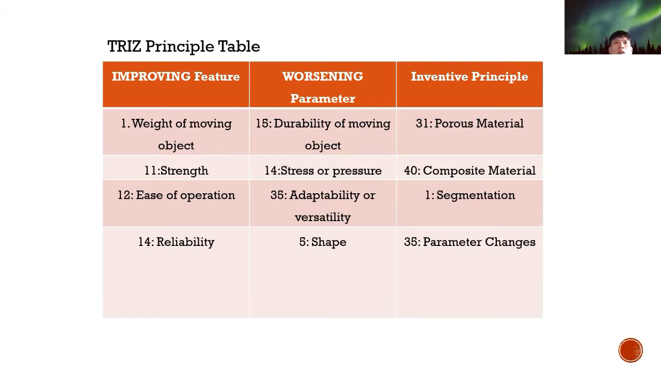For the second one, when I want to improve the strength, in my inventing principle I choose composite material. For the third one, the ease of operation, I want to do segmentation for my product in my inventing principle. The fourth one, when I want to improve the reliability, I need to do the parameter change.